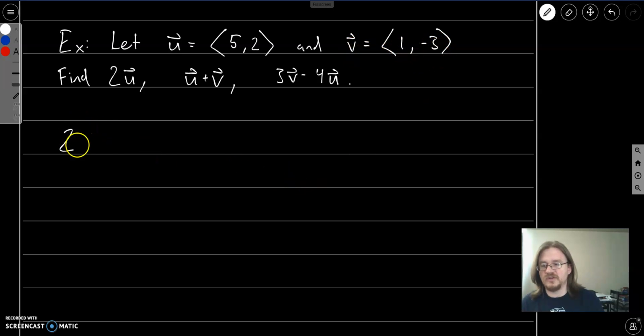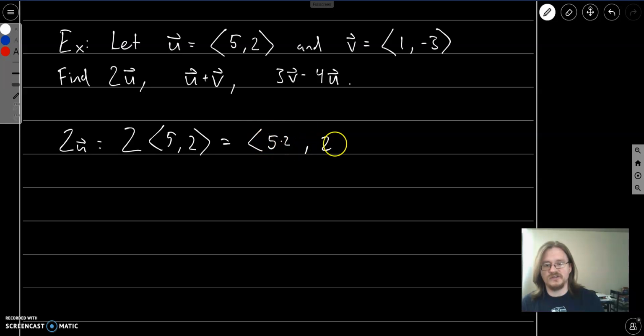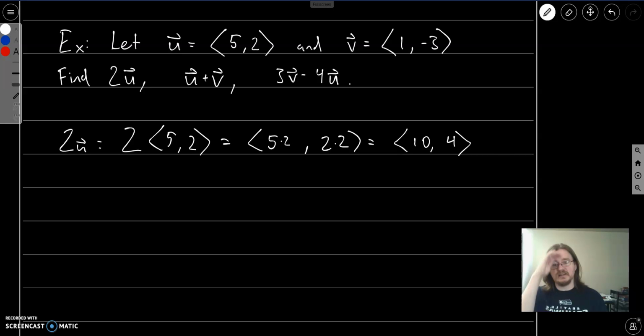So let's find 2u. Well, this is the same thing as 2 times the vector 5, 2. And all we do is we're going to multiply each coordinate by 2. So we have 5 times 2, 2 times 2, which is going to be the vector 10, 4. And that's it. So multiplying a vector by 2 just means multiplying each coordinate by 2, which is fairly straightforward.